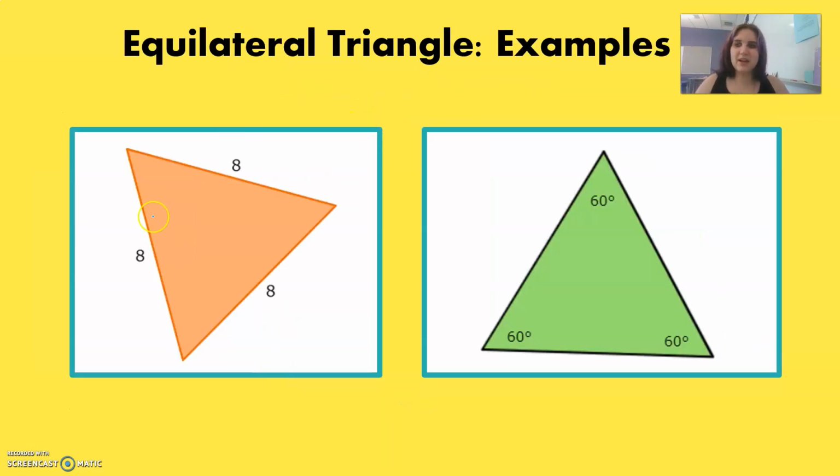Here are some examples. An equilateral triangle, all of the sides are 8, so I could put one mark on each side to show that they're all the same. And then 60 degrees, 60 degrees, and 60 degrees. Always 60 degrees for an equilateral triangle.